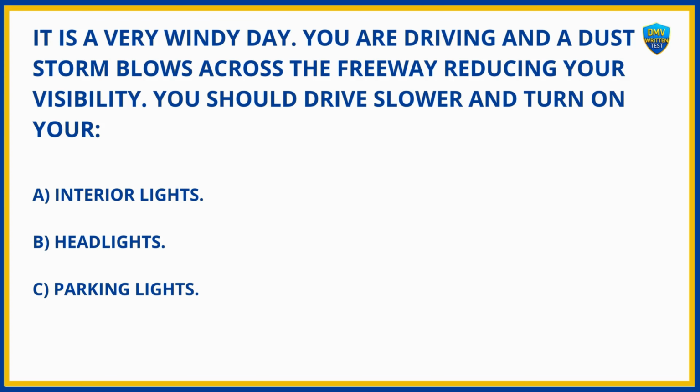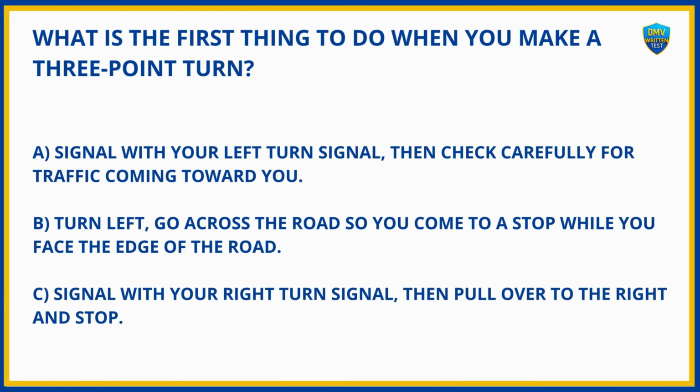It is a very windy day. You are driving and a dust storm blows across the freeway, reducing your visibility. You should drive slower and turn on your A. Interior lights. B. Headlights. C. Parking lights. And the answer is B. Headlights.